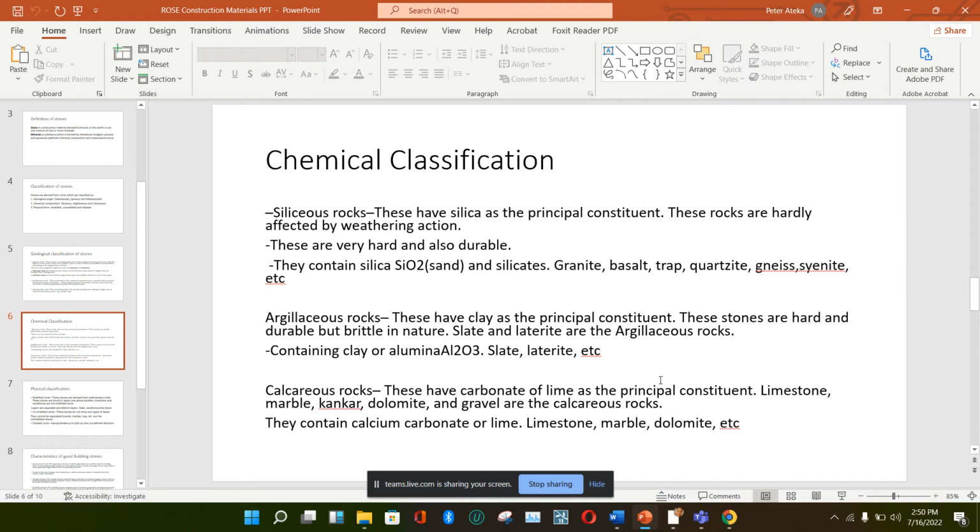The other one is argillaceous rocks. They have clay as the main constituent, and an example is laterite. Then there are the calcareous rocks. These have carbonate of lime as the principal constituent. Good examples are lime and marble.